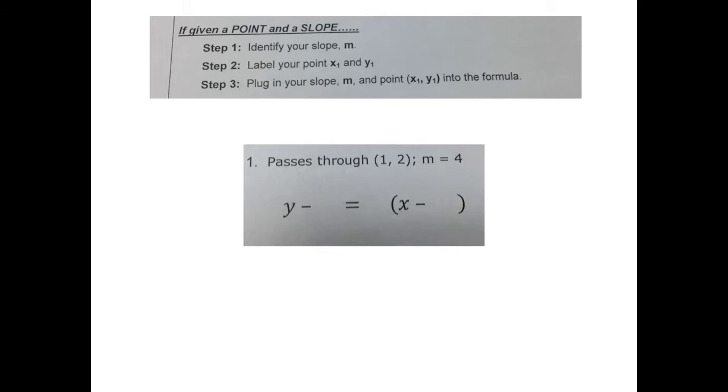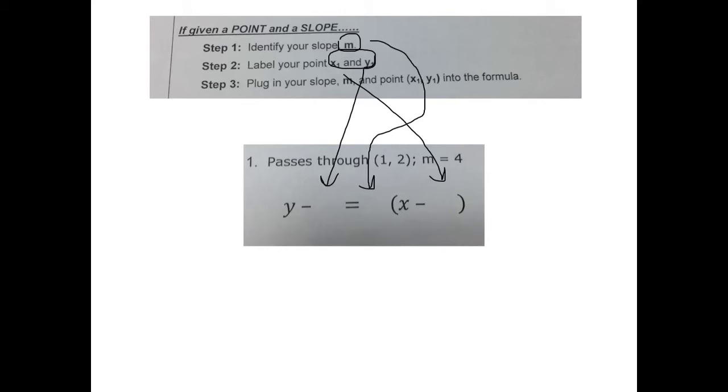Alright, if you're given a point and a slope, step 1 is to identify the slope. And that's going to be your m. Whatever your m is gets placed right there. Then you identify your x1 and your y1. The y point goes first, the x point goes second, and then we just start simplifying. Okay, so here's a little template. We're going to use these in class when we come back.